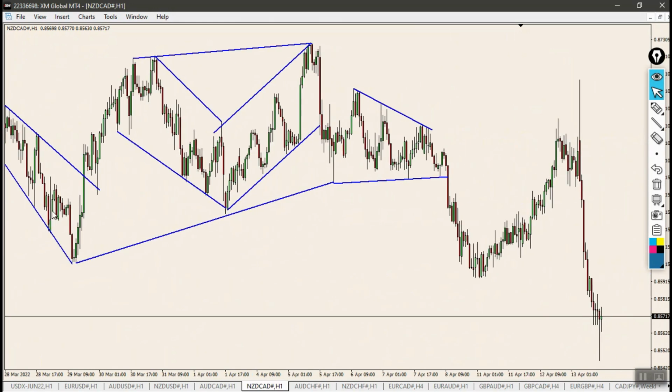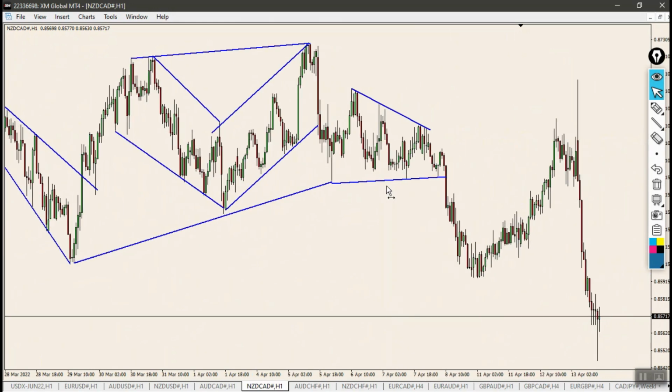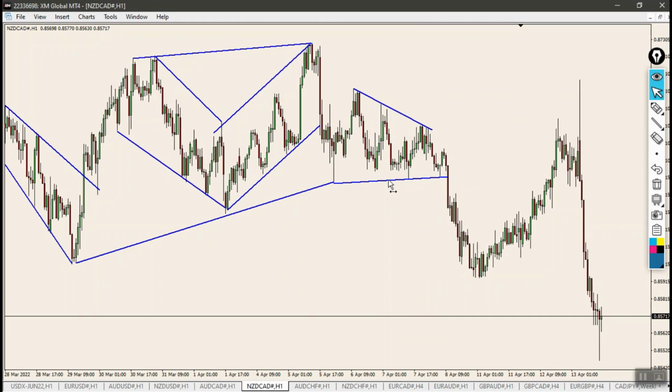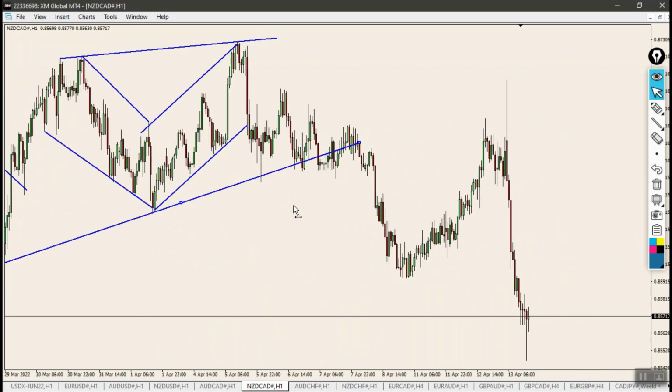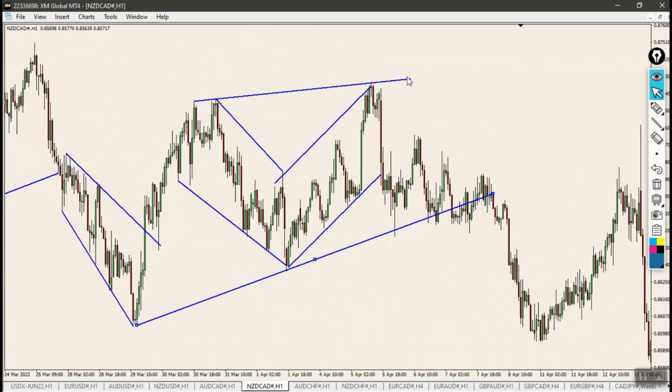So within this pattern here, let me just quickly remove this. Cool. Within this pattern, we have a wedge or a triangle, whatever you may call it, and someone may draw a trend line right through this price here, which makes it a mess. It makes it one hell of a mess. You cannot see, it's all choppy, you cannot tell what's going on here.